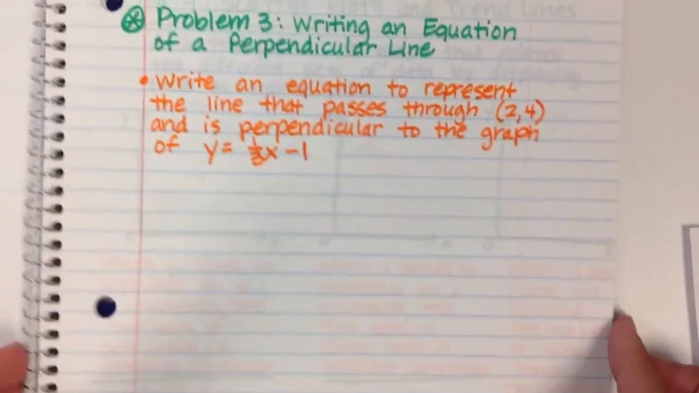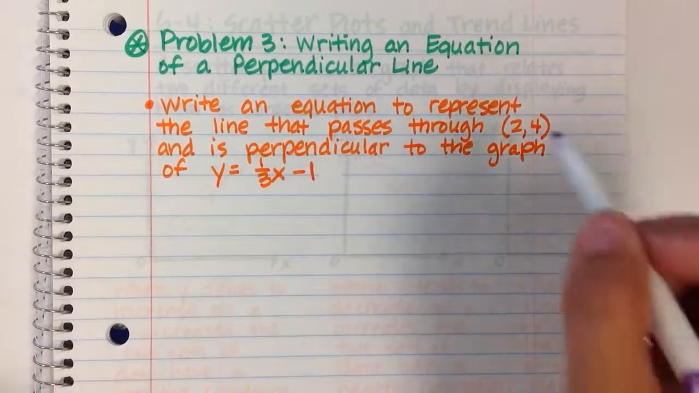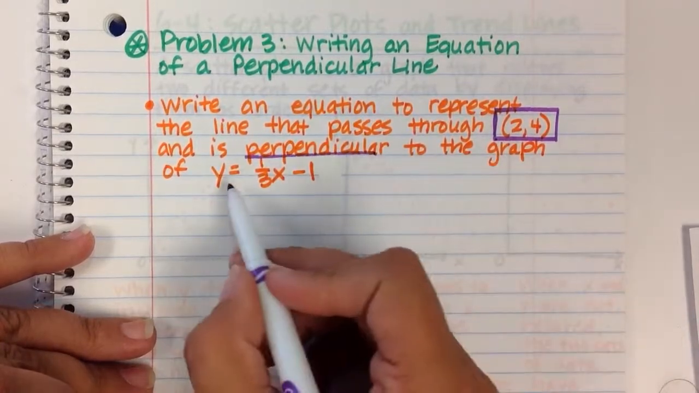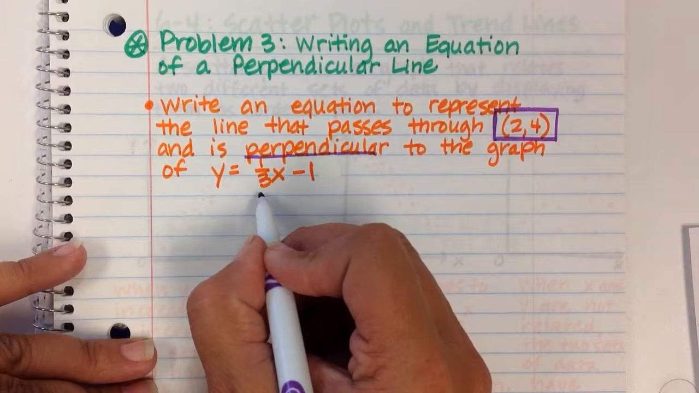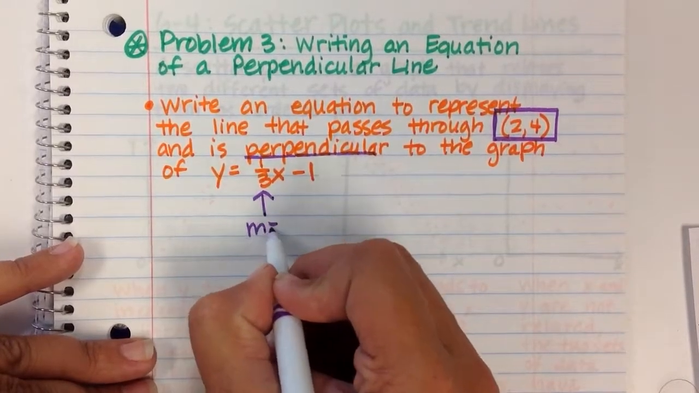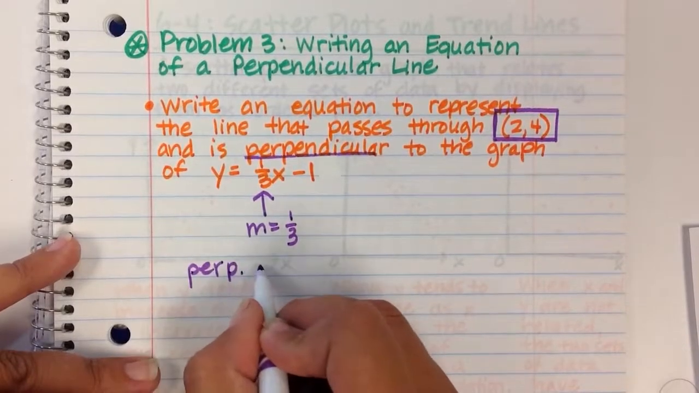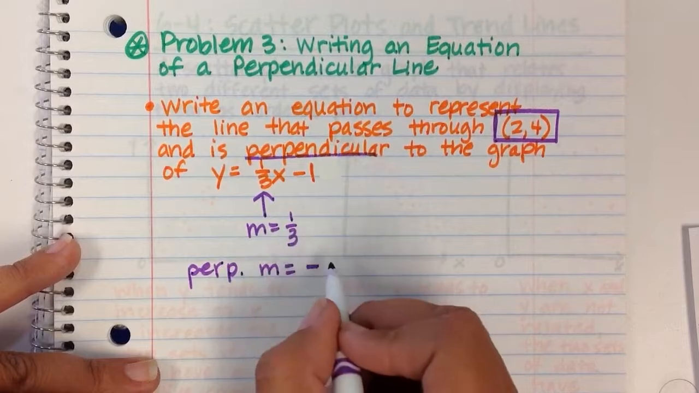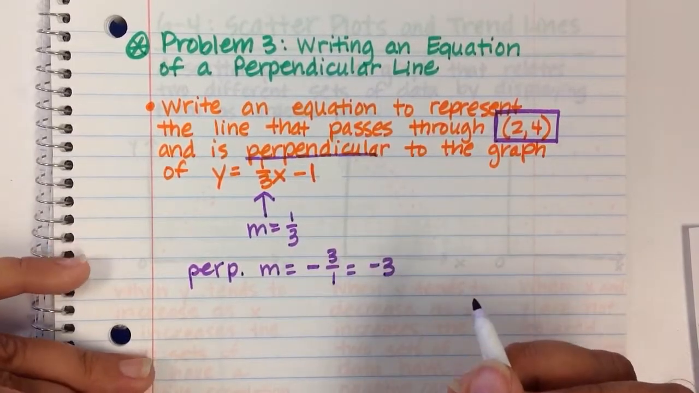All right, writing an equation of a perpendicular line. Write an equation to represent the line that passes through this given point, 2, 4, and is perpendicular to the graph of y equals 1/3 x minus 1. All right, so this line has a slope of 1/3. The perpendicular line is going to have a slope of opposite, means it's going to be negative. Reciprocal means I'm going to flip it, so it's going to be -3.